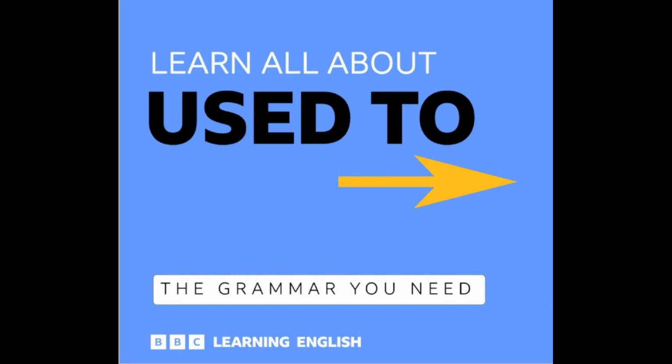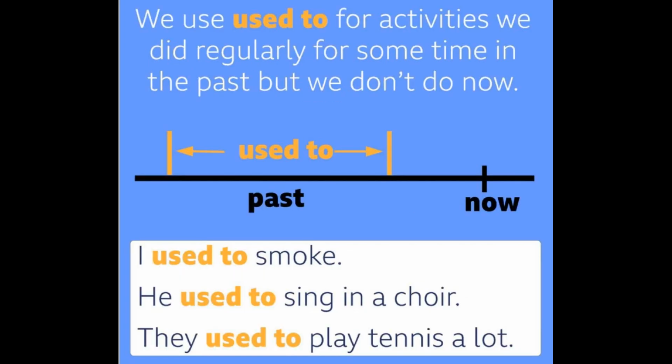Hi, today we will delve into an English grammar topic: used to, and we will learn all about the used to structure. We use used to for activities we did regularly for some time in the past, but we don't do right now. So the structure is used to, which we use from the past until now, such as in our examples. I used to smoke. He used to sing in a harp. They used to play tennis a lot.